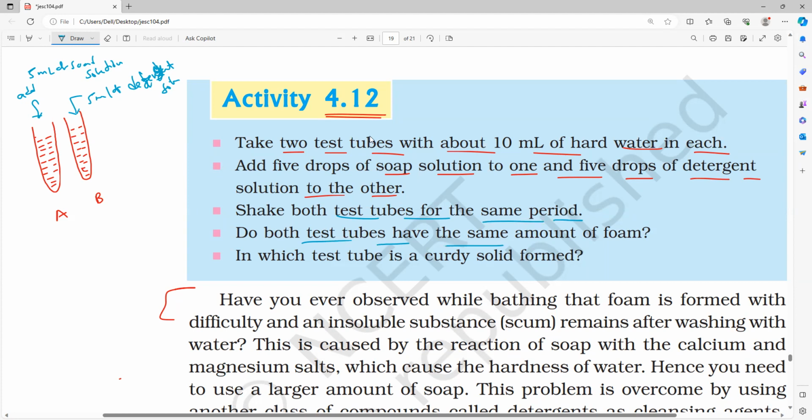Do both test tubes have the same amount of foam? In which test tube is a curd-like solid formed? Everybody make it fast and tell me. I have taken test tube A and test tube B. In test tube A I added 5 ml of soap solution and in test tube B I added 5 ml of detergent solution. Do both test tubes have an equal amount of lather or different? Everybody, please respond. What is your observation?